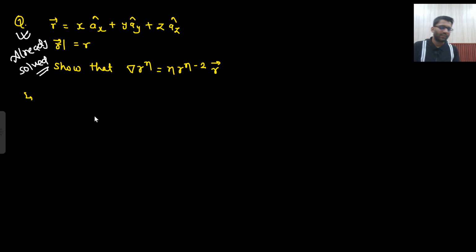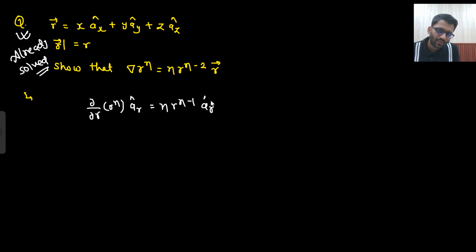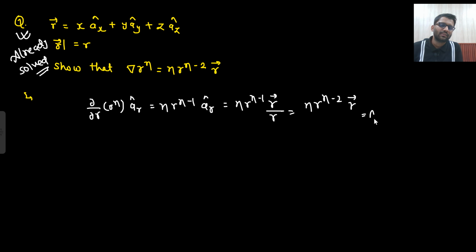Already solved. So what we are going to do? d/dr of r^n r-cap gives n r^(n-1) r-cap. So n r^(n-1) r vector divided by r, so n r^(n-2) r vector. That's it. This is the answer.